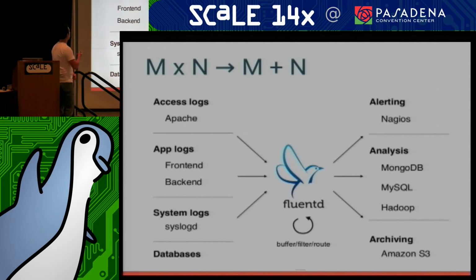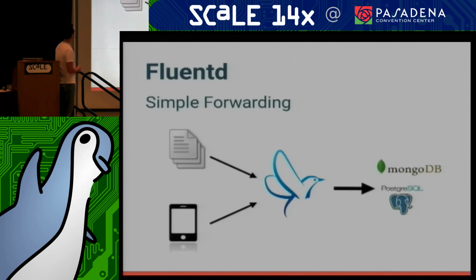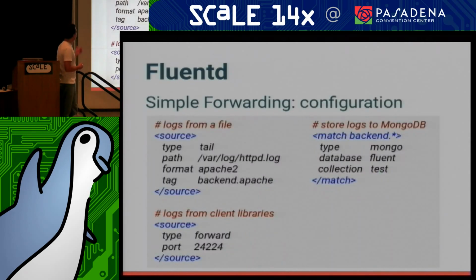And of course, we try to solve this. This is a common pattern. You have many inputs, many outputs. It always goes for buffer, filter, and routing. It also supports simple forwarding. Simple forwarding means receive the data and insert the data back. That's the basic stuff of Fluentd, right?